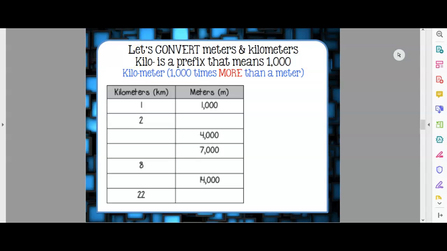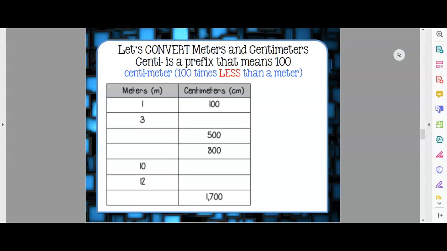The next one we're going to convert is meters to centimeters. 1 meter, or a meter stick, has 100 centimeters on it. So that means 3 meters would have 300. Centimeters is just 100 times, you have 100 more centimeters in 1 meter.